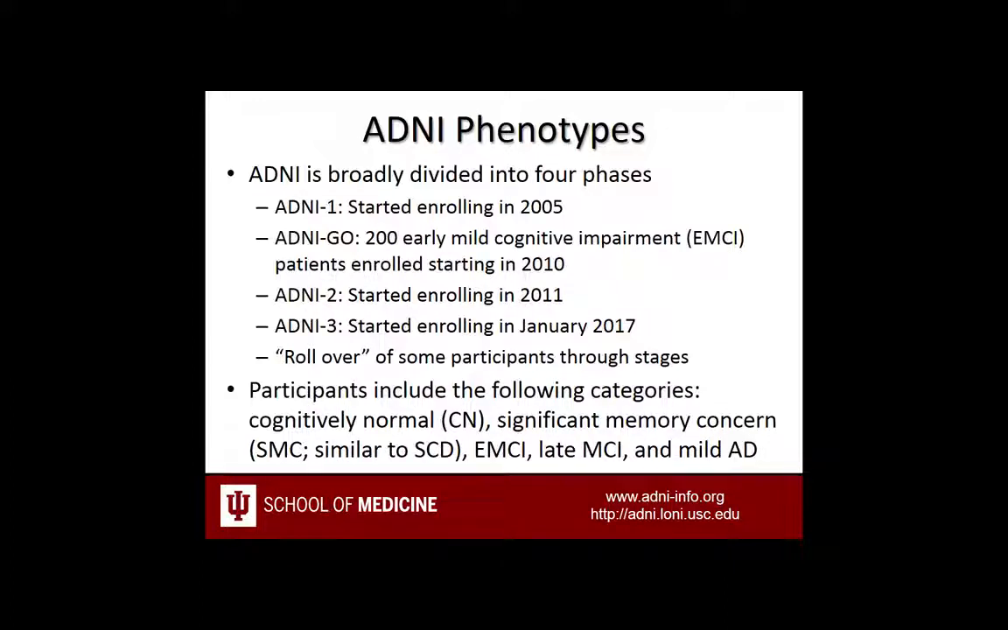So there are participants who've been there from the beginning, who've rolled over from ADNI-1 to ADNI-GO and so on. But they have brought in new participants at each stage. And the participants generally fall into categories of cognitively normal older adults, those with significant memory concerns, which is what ADNI called subjective cognitive decline because of the way they assess it, early MCI, late MCI, and then mild Alzheimer's disease. Most of the people in this are pretty mild because the protocol involves a lot of different types of testing, and people who are more moderate to severe, it's difficult for them to do.